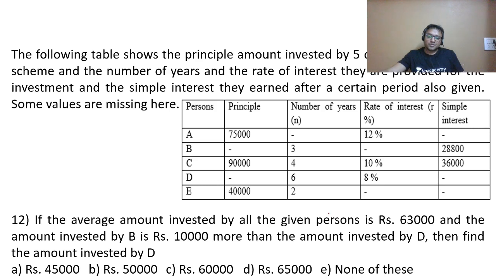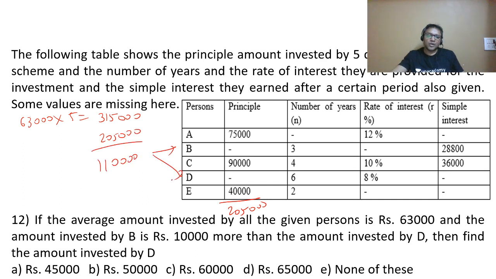Okay, coming to it, 63,000 into 5, 3,15,000 is the total amount. From that, these three, 40 plus 90 plus 75 is 205. So if you remove 205,000 from here, what is left is 110,000. 110,000 is nothing but B and D put together, and the difference is 10,000, so 50,000 and 60,000. So D will be 50,000, B option.